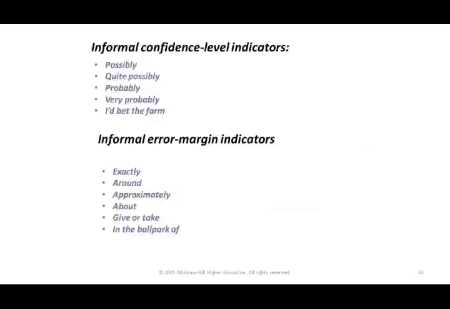A couple more informal confidence level indicators. Possibly, quite possibly, probably, very probably, I'd bet the farm. I'd bet the farm is a very high level of confidence. Informal margin of error indicators, these all come from your book, by the way: exactly, around, approximately, about, give or take. Where are you going to hit? Give or take, somewhere around there, in the ballpark of, okay?